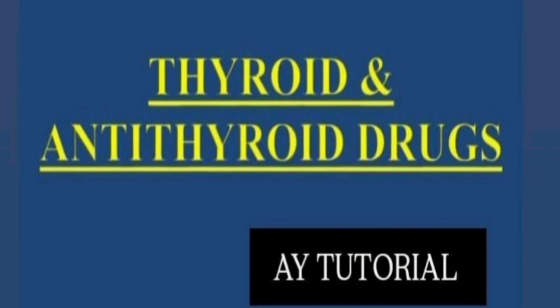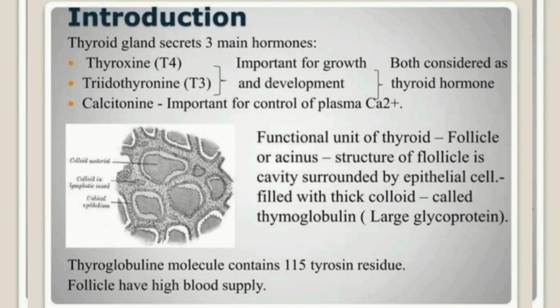Today we are going to study thyroid and antithyroid drugs. Introduction. The thyroid gland secretes three main hormones: thyroxine, triiodothyronine and calcitonin. Thyroxine, that is T4, and triiodothyronine, that is T3, are important for growth and development, and both are considered thyroid hormones. Calcitonin is important for the control of plasma calcium levels.